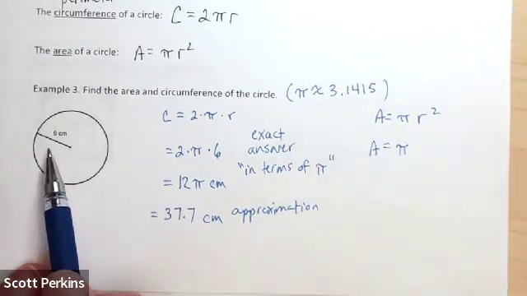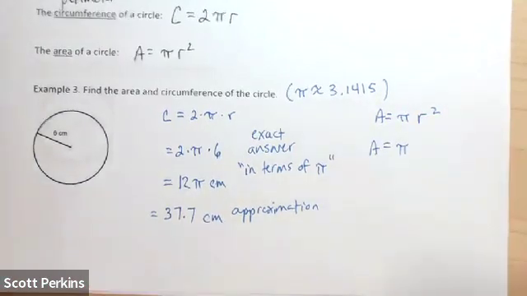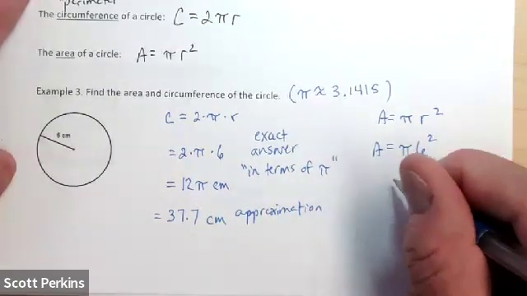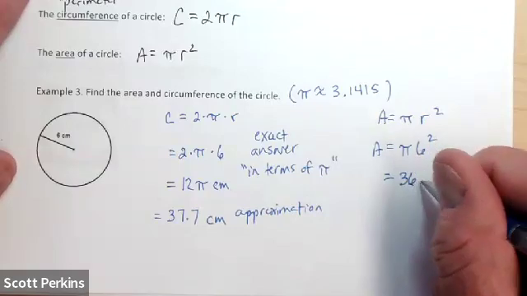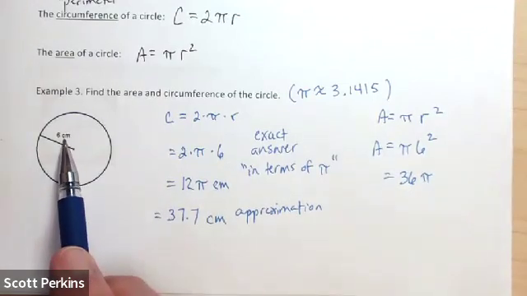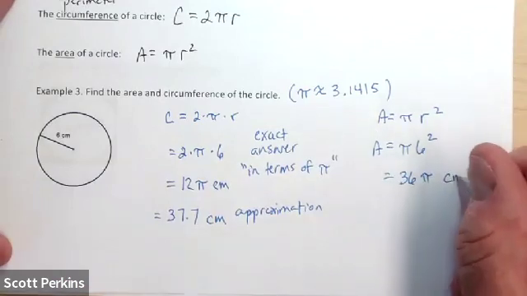The radius, as we already said, this one was 6. So pi times 6 squared. And so my exact answer is going to be 36 pi. Now remember, area units are always square units because that's a region. It's like carpeting. And so if the original radius was centimeters, that is going to be centimeters squared.